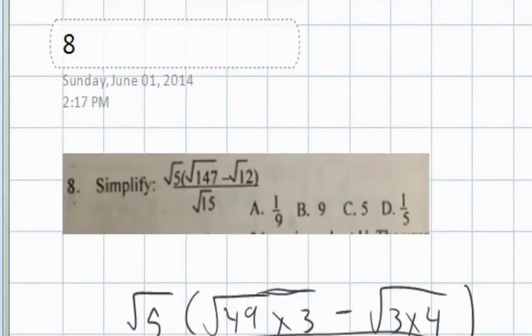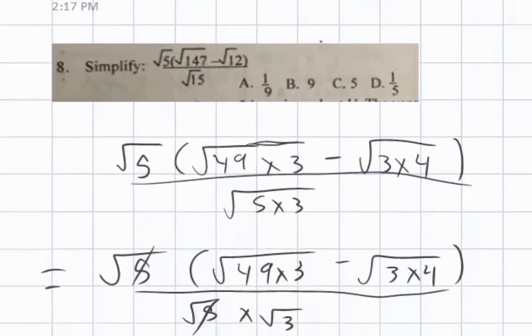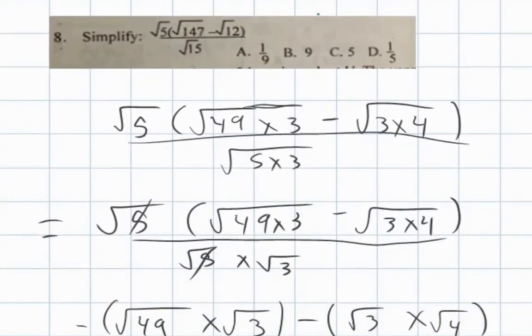Question 8 wants us to simplify the square root of 5 multiplied by the square root of 147 minus the square root of 12, all over the square root of 15. The way we want to work this out is to start breaking things up. So this 147 is the product of 49 and 3. Why did I choose 49 and 3? Well, because 49 is a number that has a square root easily.